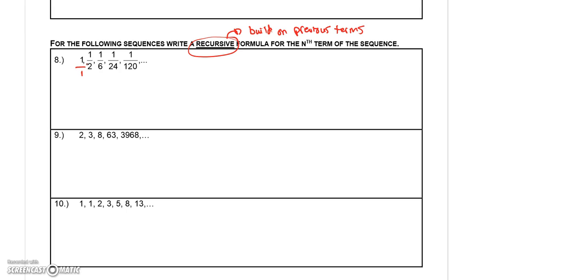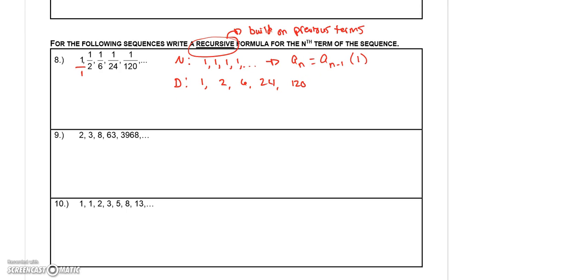And let's take a look here. All right, so my numerator, 1, 1, 1, 1. If I'm thinking recursive, an equals an minus 1, what do I do to the previous term? Well, let's think multiplication. I'm just multiplying it by 1 because it's not changing. Denominator, 1, 2, 6, 24, 120. I recognize that as the factorial pattern.